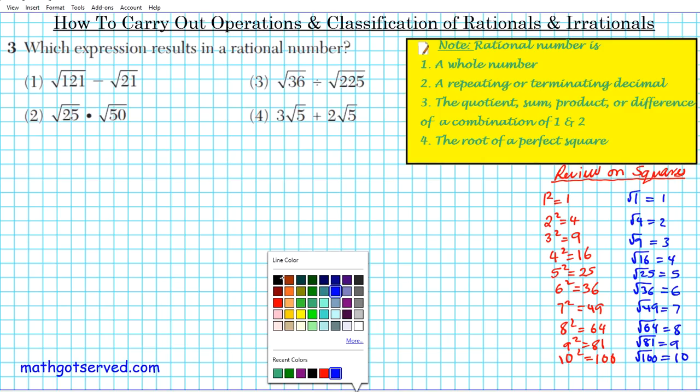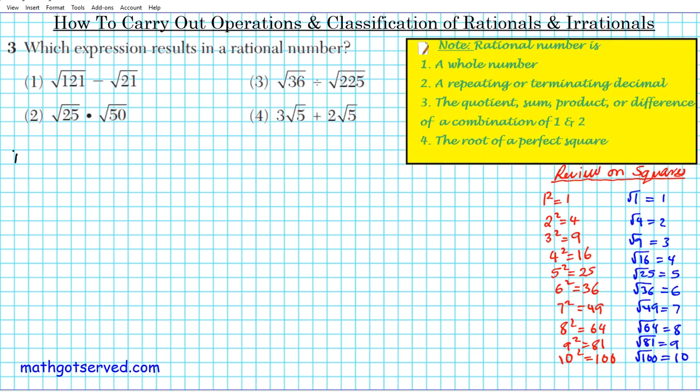The first one, number 1, we have to evaluate this expression. The square root of 121 minus the square root of 21. So we know what the square root of 121 is, right? The square root of 121 is 11. But how about root 21? Can we simplify root 21?